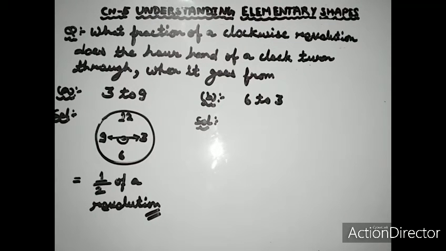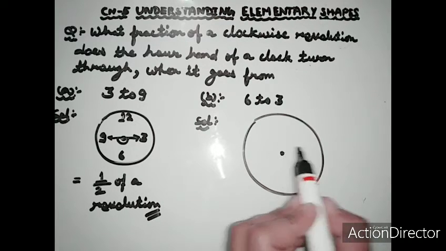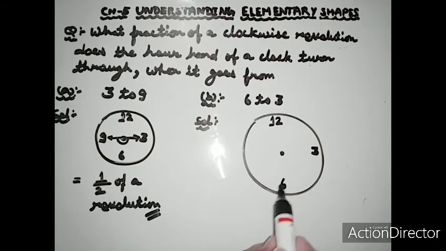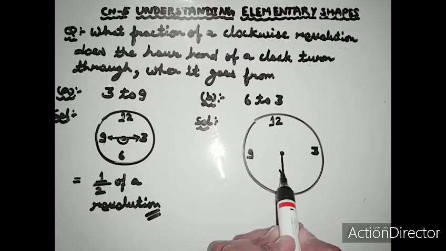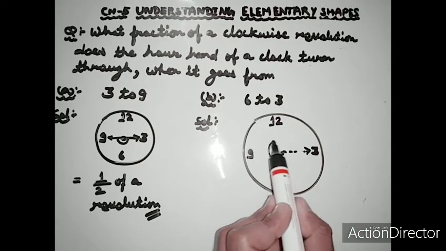Right? Now we take the second example here. Now 6 to 3, so here we write 12, 3, 6 and 9. Okay, and let's move 6 to 3 from here to here.